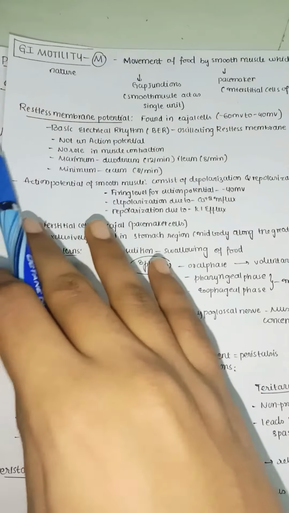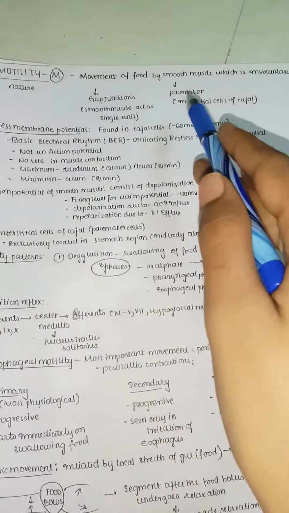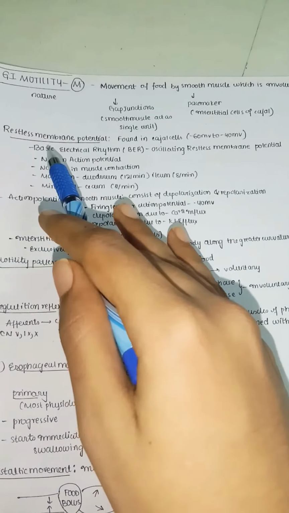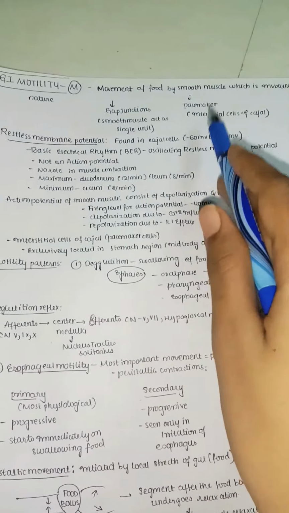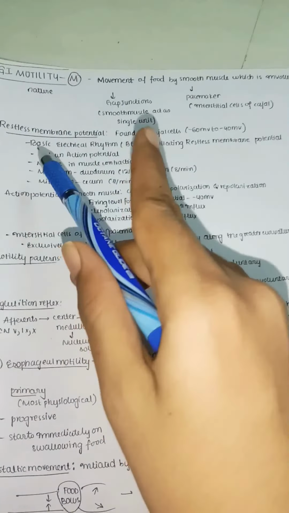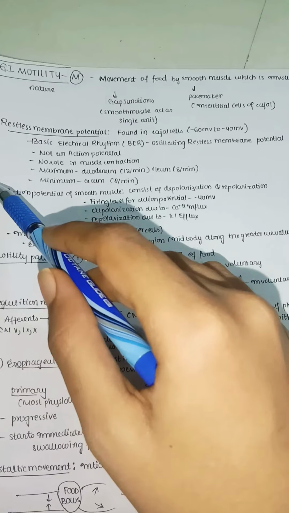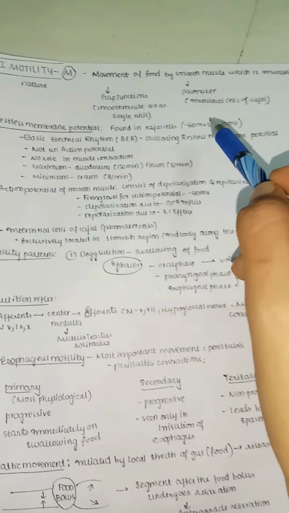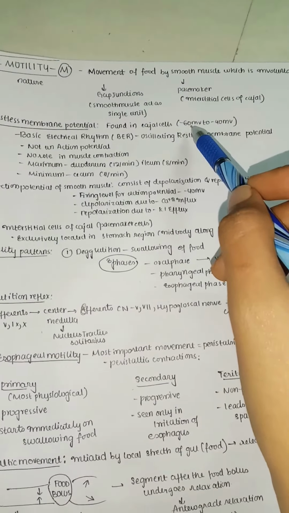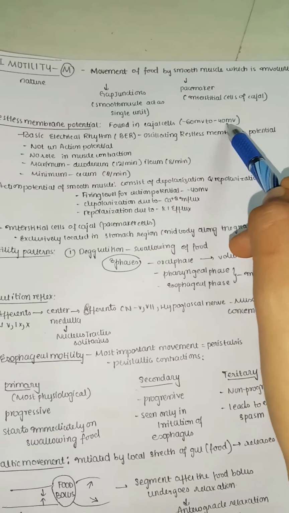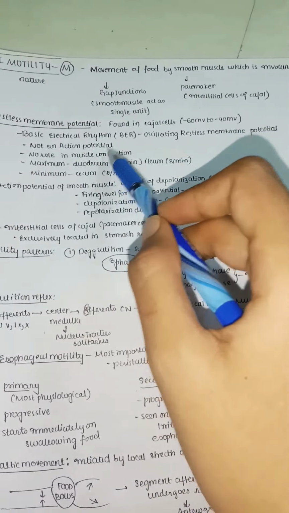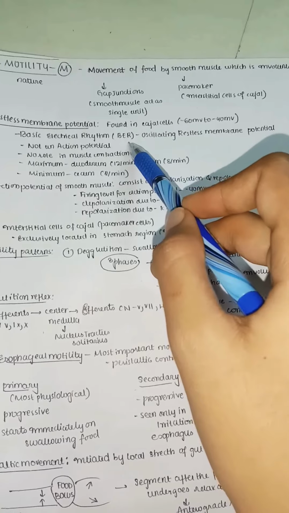Now let us see the restless membrane potential. Whenever a cell is involuntary and has a pacemaker, of course it will have a restless membrane. Pacemakers always have a restless membrane potential, not a resting membrane potential. We already discussed this in cardiac physiology. The restless membrane potential is found mainly in Cajal cells, ranging between -60 and -40. And the basic electrical rhythm is formed here, which is also called slow waves.